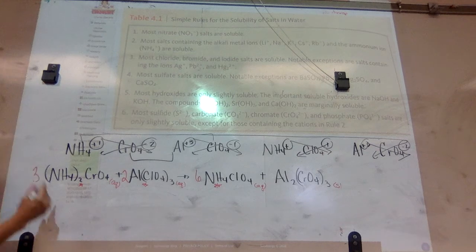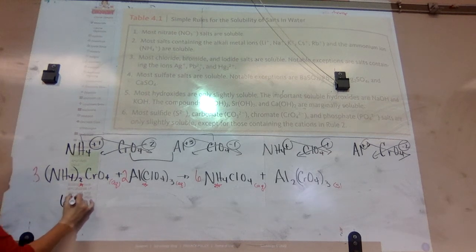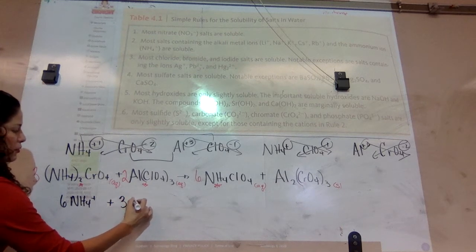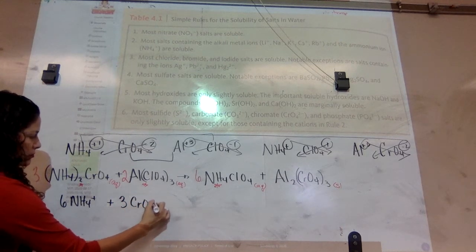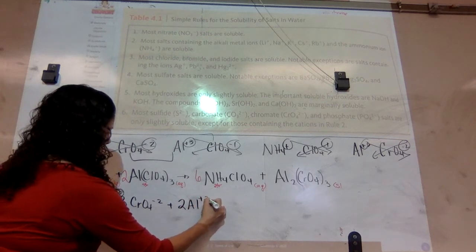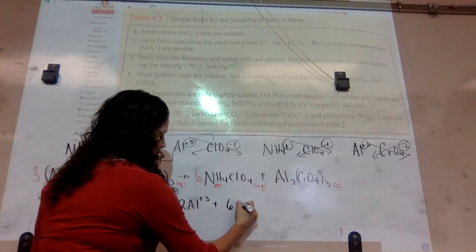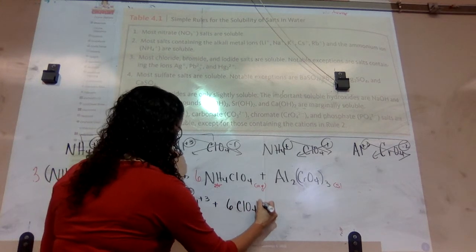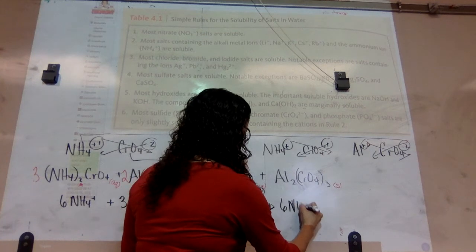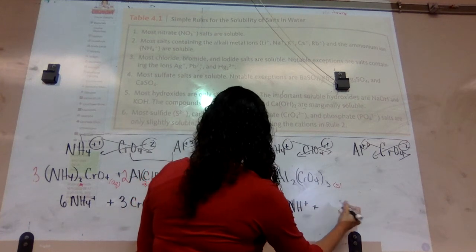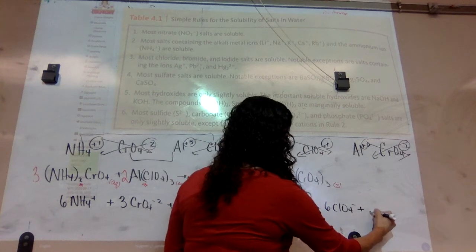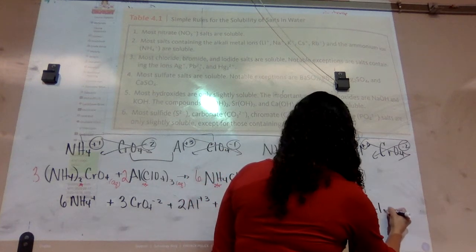I have 6 ammonium ions, 3 chromate ions plus 2 aluminum ions plus 6 perchlorate ions. Reacts to produce 6 ammonium ions plus 6 chlorate ions plus aluminum chromate.